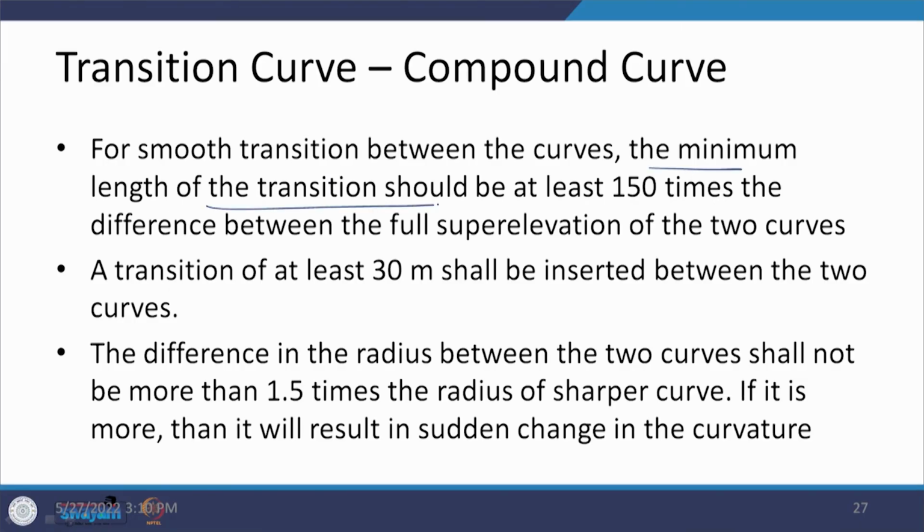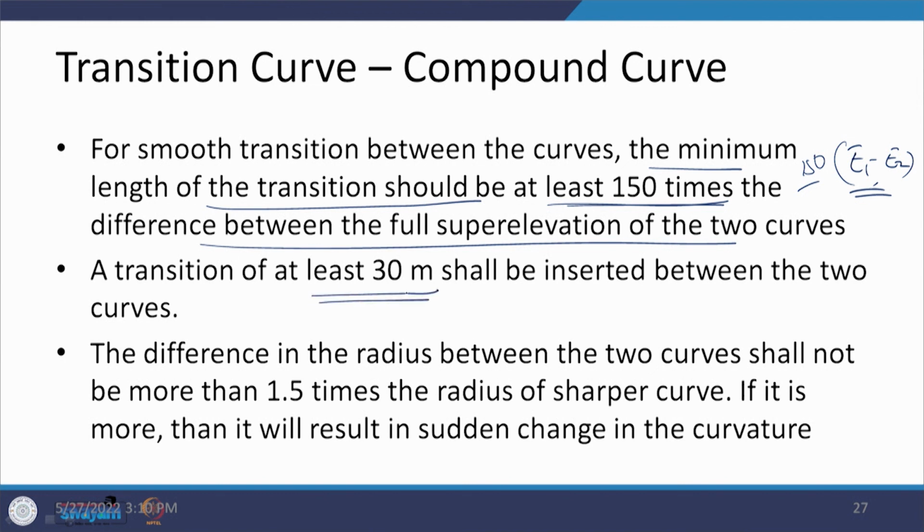Now, another thing related to this, where you have calculated the value on the basis of LT1 minus LT2, is that there are a few points which need to be taken into consideration. For a smooth transition, the minimum length of the transition curve should be at least 150 times the difference between the full super elevation of the two curves. So, the difference between the full super elevation for the two curves, that is E1 minus E2, and 150 times that is one minimum length. And in any case, at least 30 meters shall be used as a transition curve between the two curves.